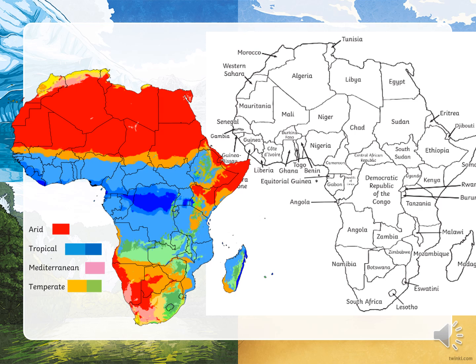Question 5. Write down 3 different types of climate you might find in South Africa. That's the country, South Africa. Next question, what sort of climate would you expect to find in Tanzania? And lastly, which 3 types of climate might you find in Chad?